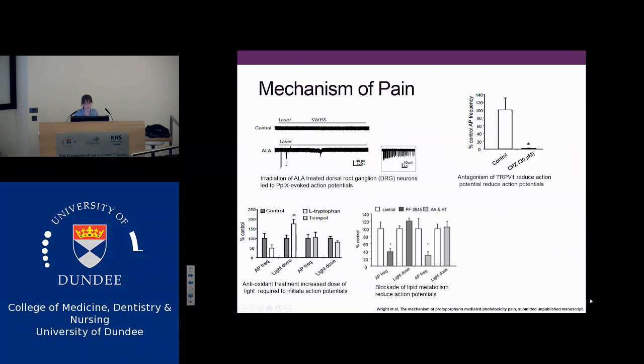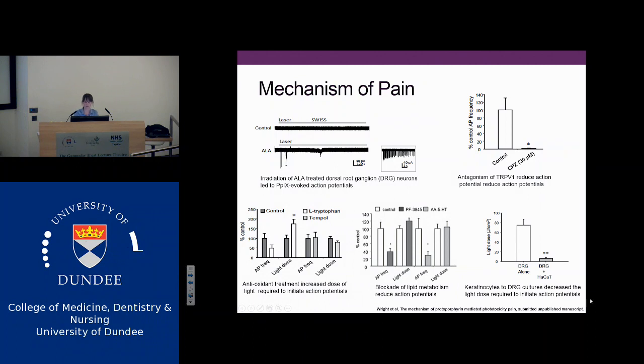We'll then introduce the idea of lipid metabolism. Metabolites of lipids can activate TRPV1 receptors. So anandamide and arachidonic acid can activate TRPV1 receptors, and a fatty acid amide hydrolase inhibitor can block this process. However, it can also reduce our action potentials. Importantly, singlet oxygen has a tendency to oxidize lipid metabolites.